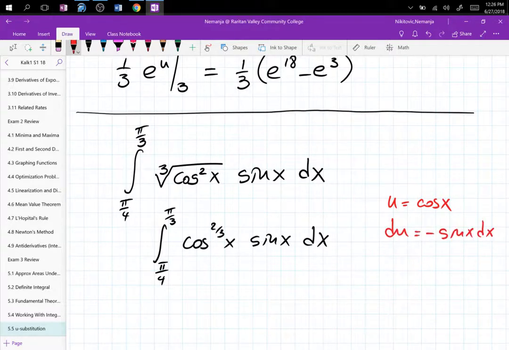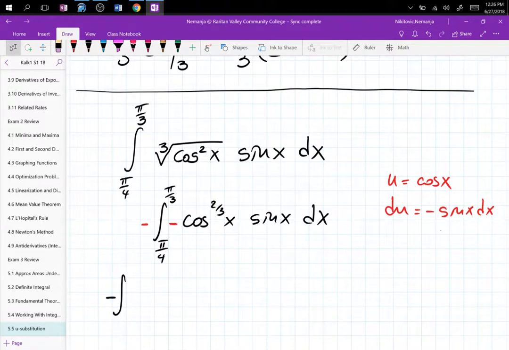Now I don't have that negative, so I'm going to fix that now. I put the negative in front of the integral, negative inside the integral, and I have those. So now let's go and have the negative integral of u to the 2/3 du. Oh wow. All right, nice. But now I need to transform these limits.